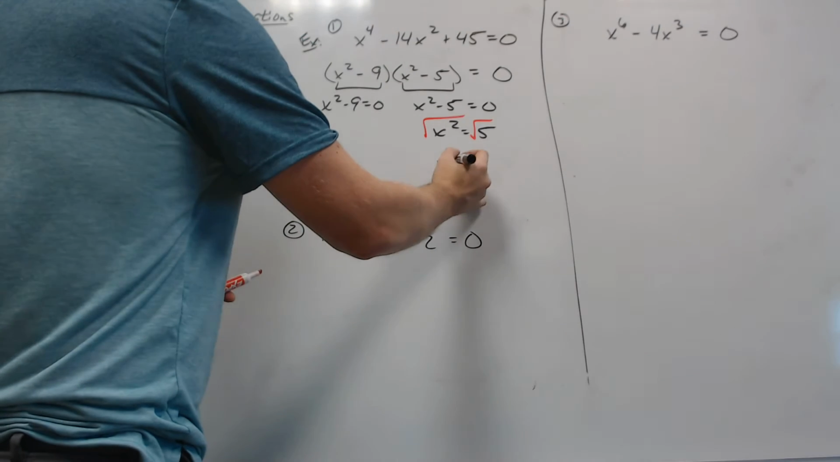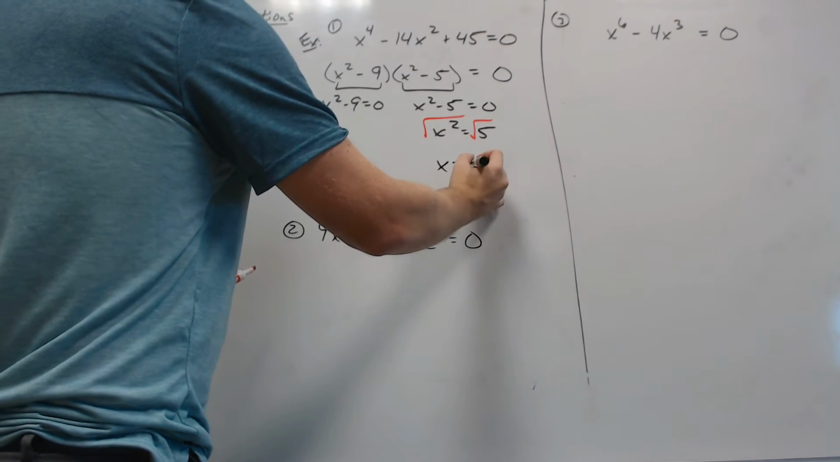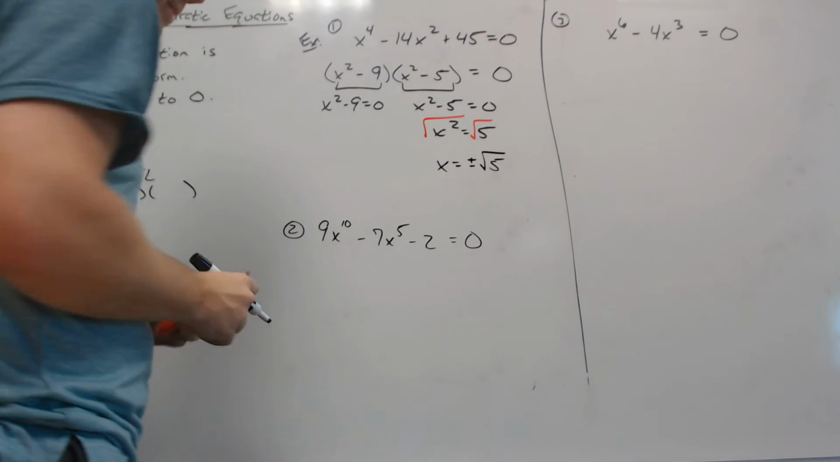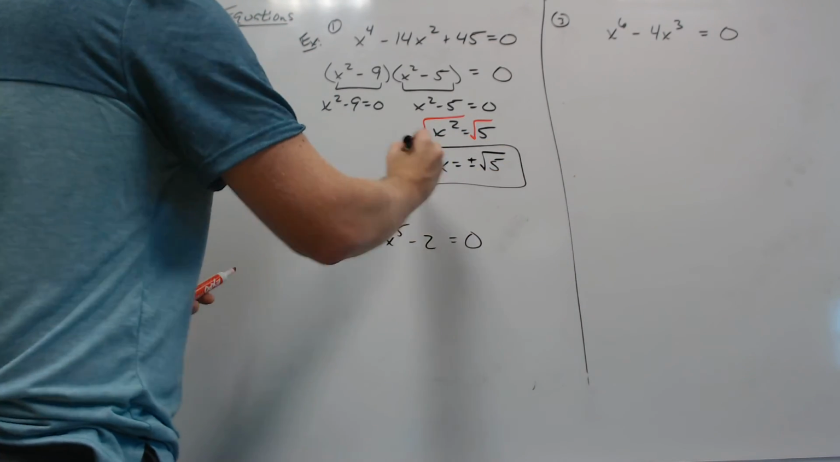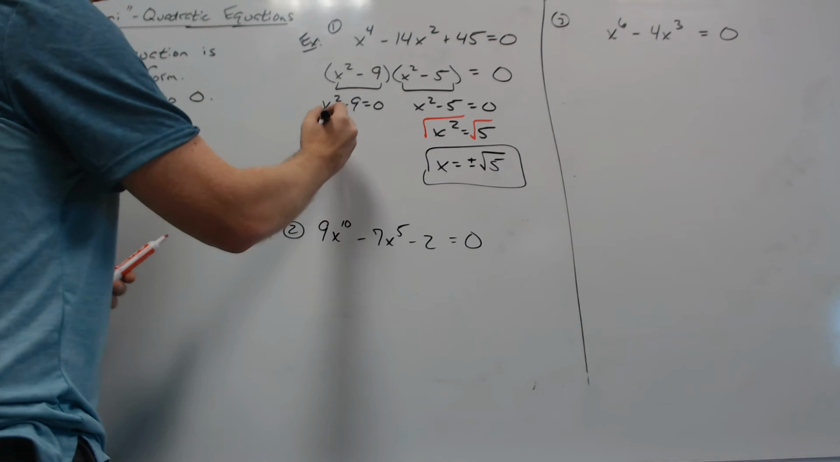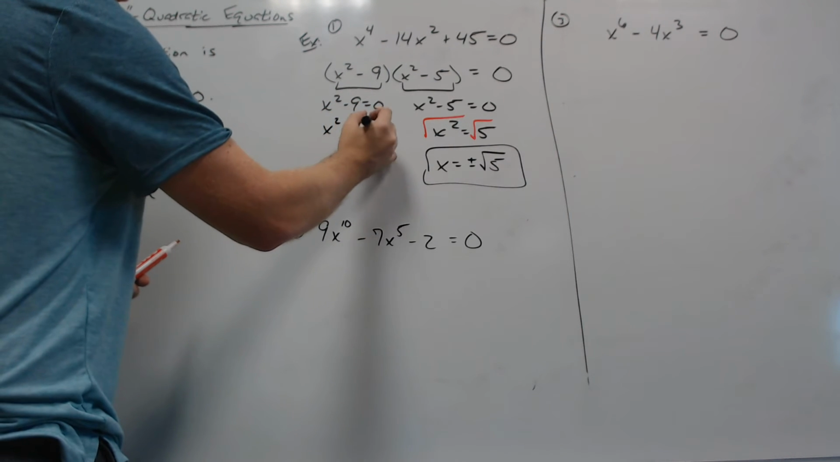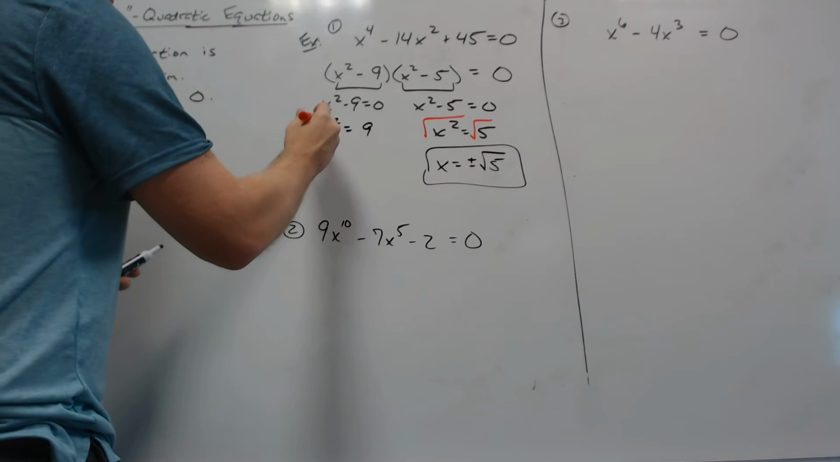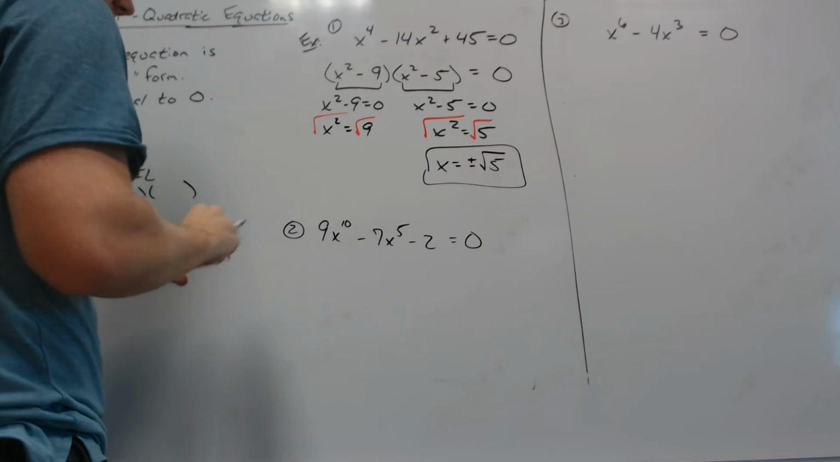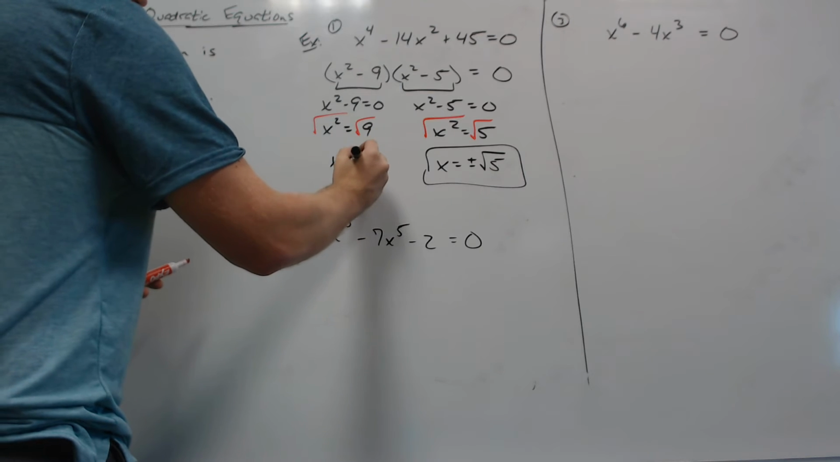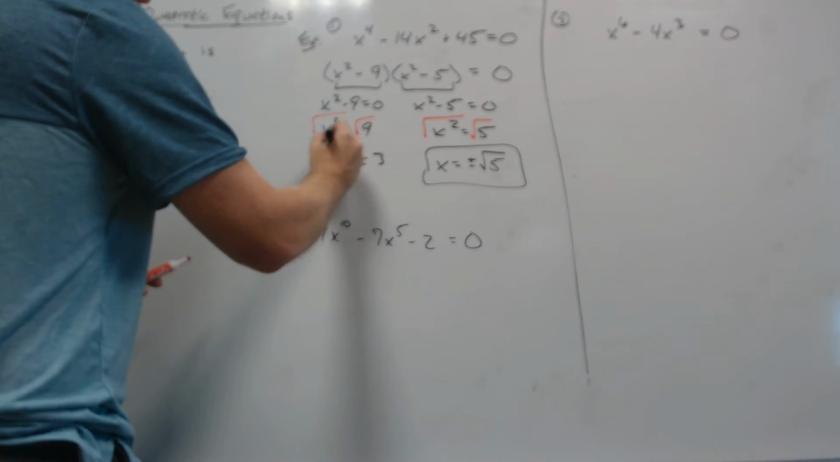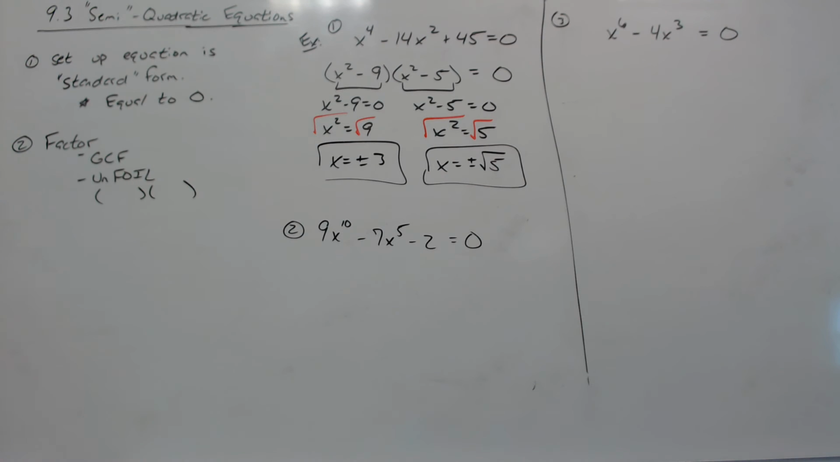Right? And don't forget, when we take a square root, we're going to end up with plus or minus. So there's 2 solutions from there. And over here, x squared equals 9, square root both sides. And x equals plus or minus square root of 9, which is 3. And we've got our 4 solutions to this semi-quadratic equation.